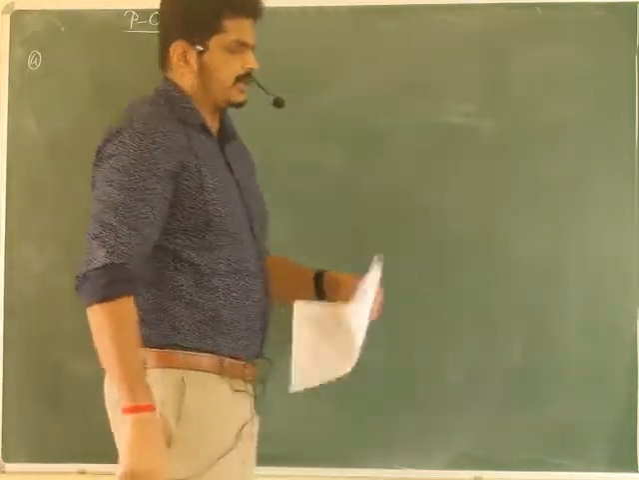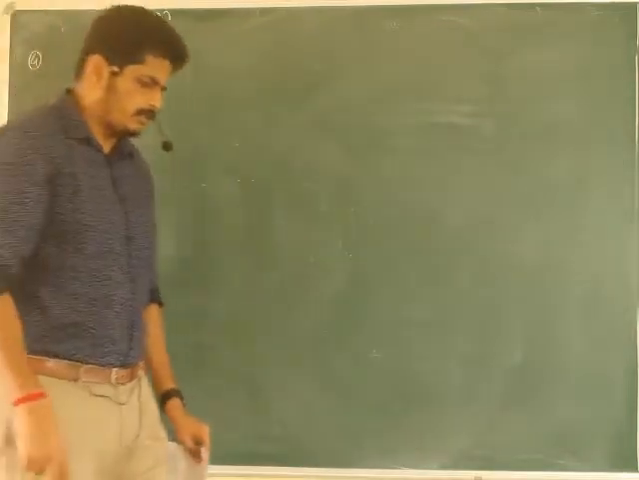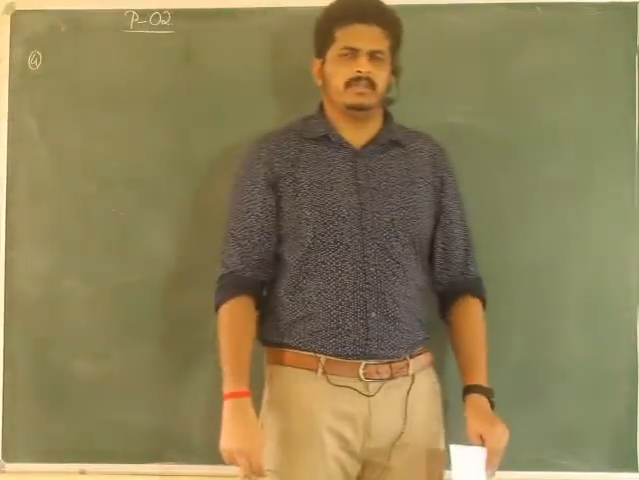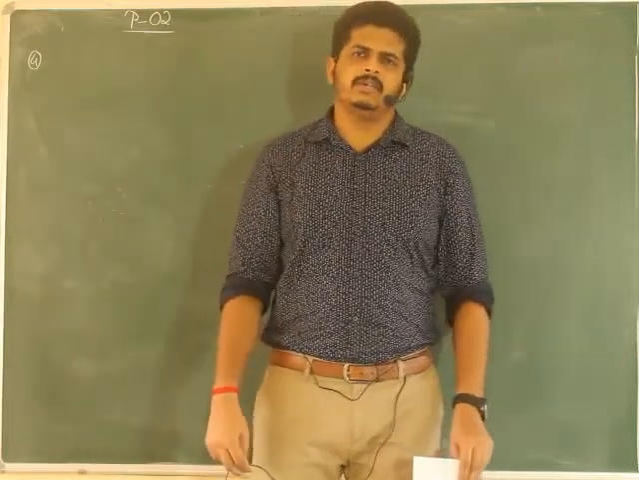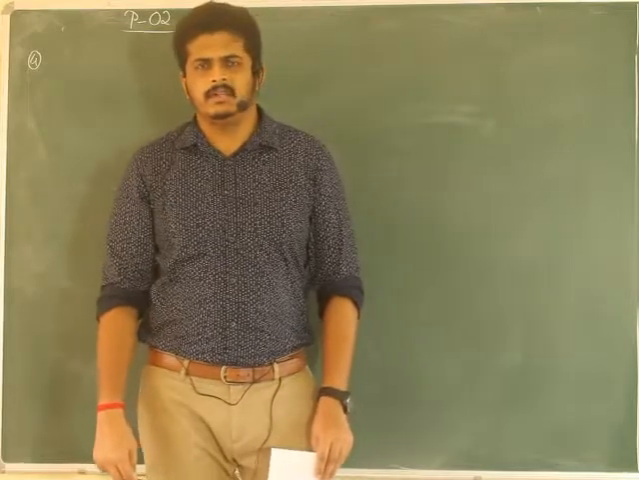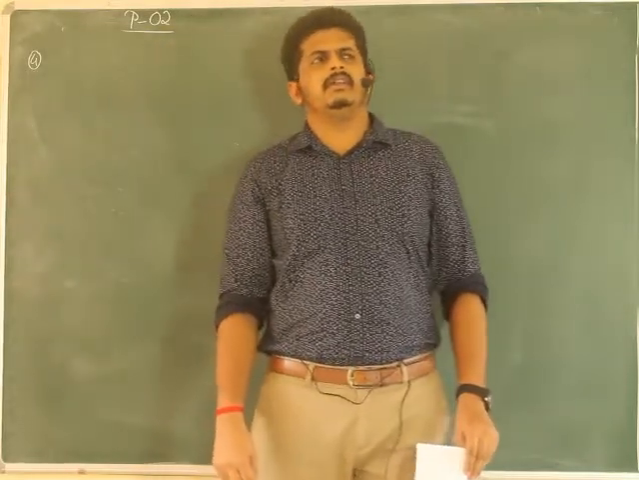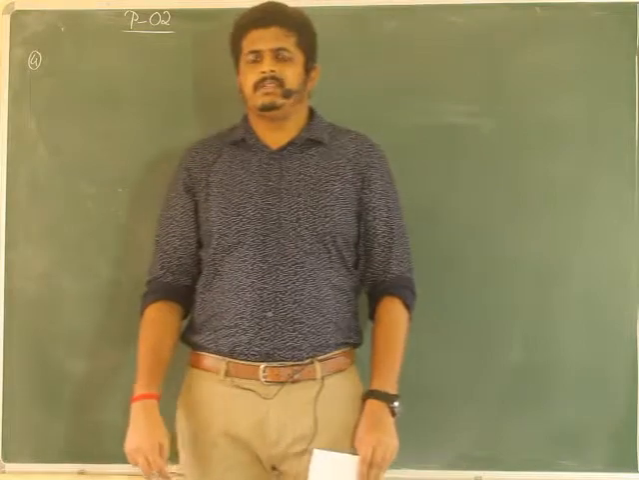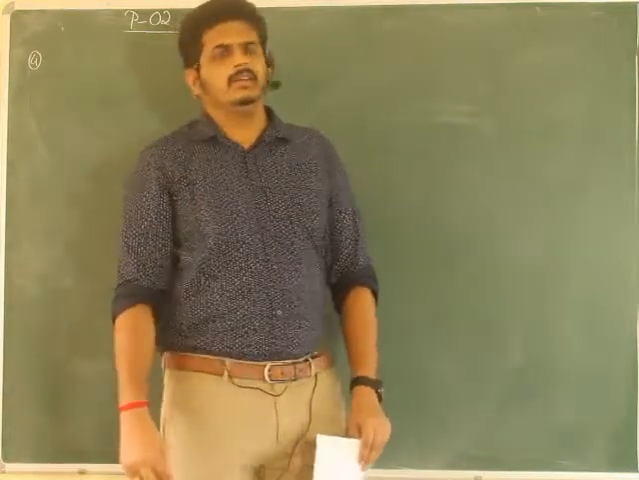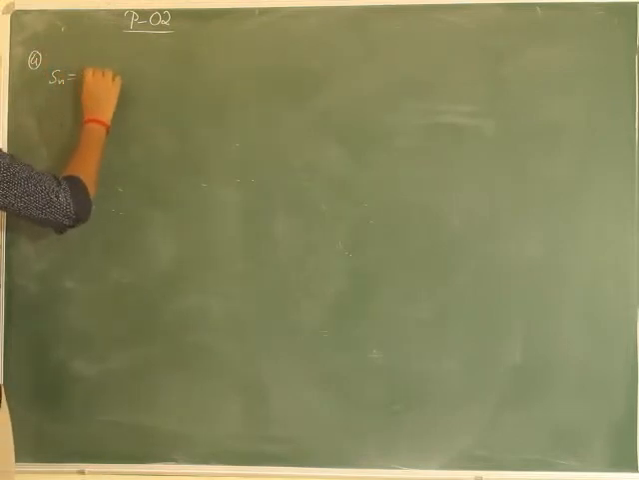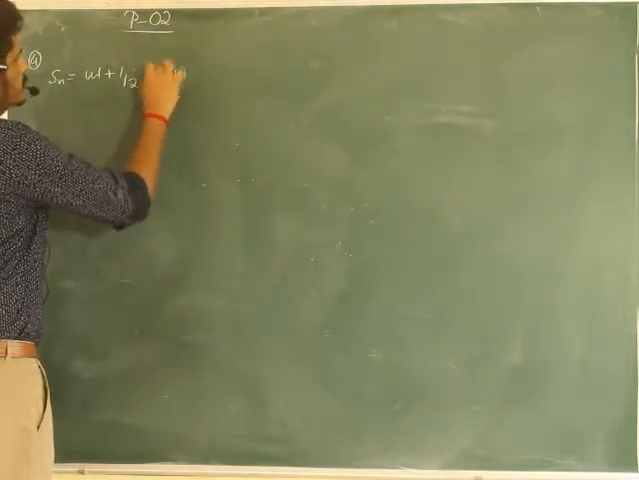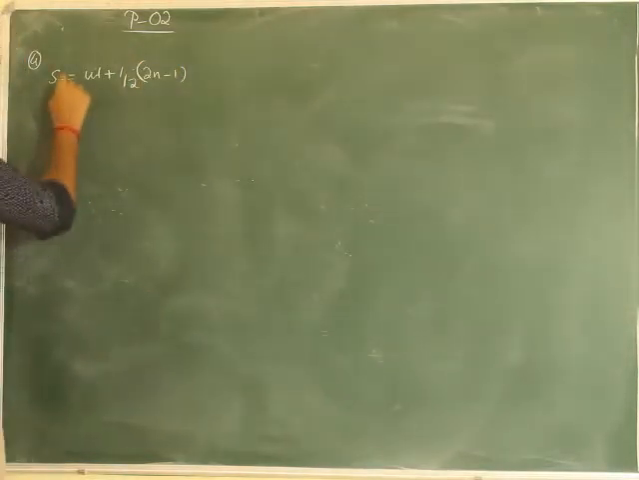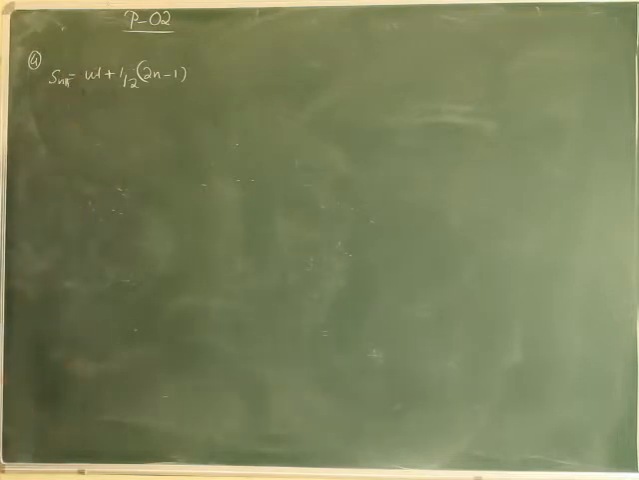There are fixed formulas, like the equations of motion you know. V is equal to U plus AT. Thereafter S is equal to UT plus half AT square, and the third one is V square equal to U square plus 2AS. But if the distance travelled by a particle or a body in the nth second is asked, a separate formula is there. You might be knowing it: distance travelled in the nth second is given by U plus half A times (2n minus 1).